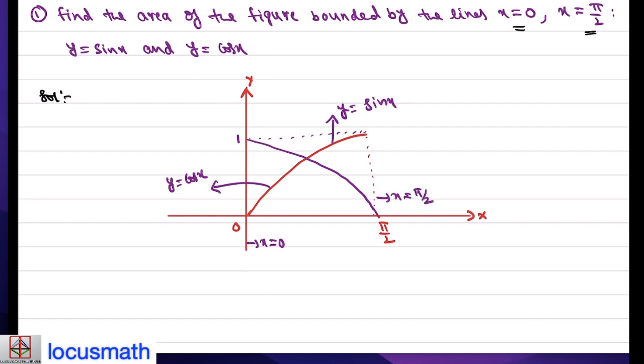Upper limit is pi by 2 and lower limit is 0. So what is the area bounded by these two curves between these two limits, this shaded area? We need to find this area, this one as well as this one. This is our required shaded region. Let this area be A1 and this one A2. This A1 and A2 we need to find.